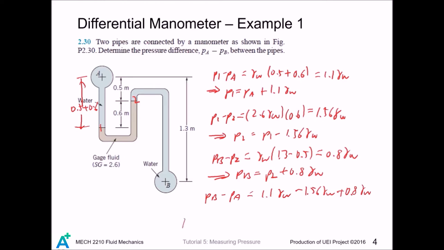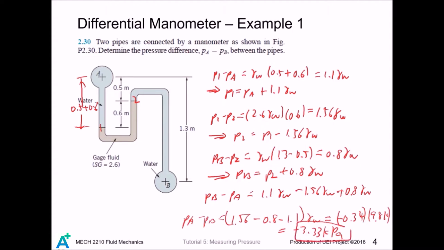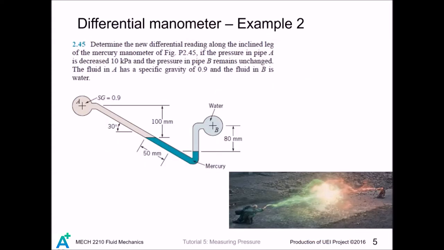Now we continue our business and we find that P_A minus P_B equals, and that is negative 3.33 kilopascal. The negative sign denotes that pressure at B is in fact higher than that of A. We look at today's last example. This question is not that easy.